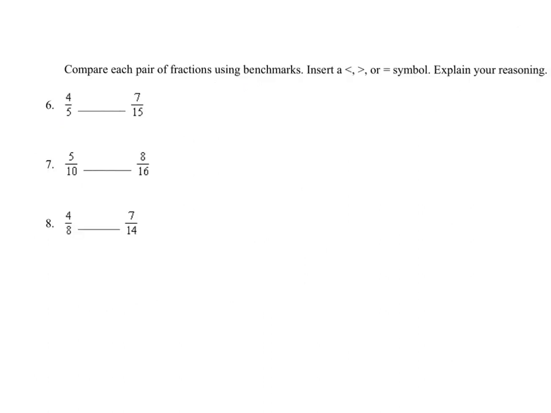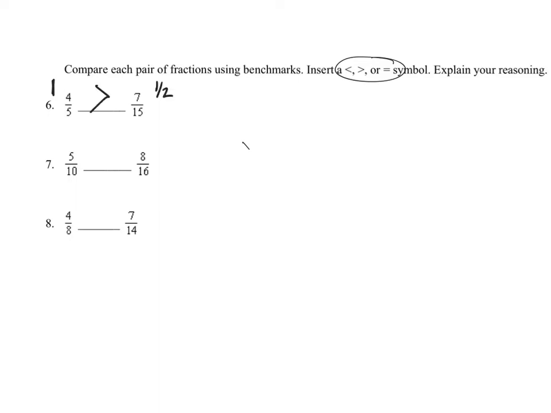Okay, next, compare each pair of fractions using the less than, greater than, or equal to symbol. Explain your reasoning. So we have 4/5 and 7/15. You could do this one of two ways. You can make equivalent denominators, or you can simply benchmark them. So 4/5 is almost a whole, where 7/15 is close to 1/2.